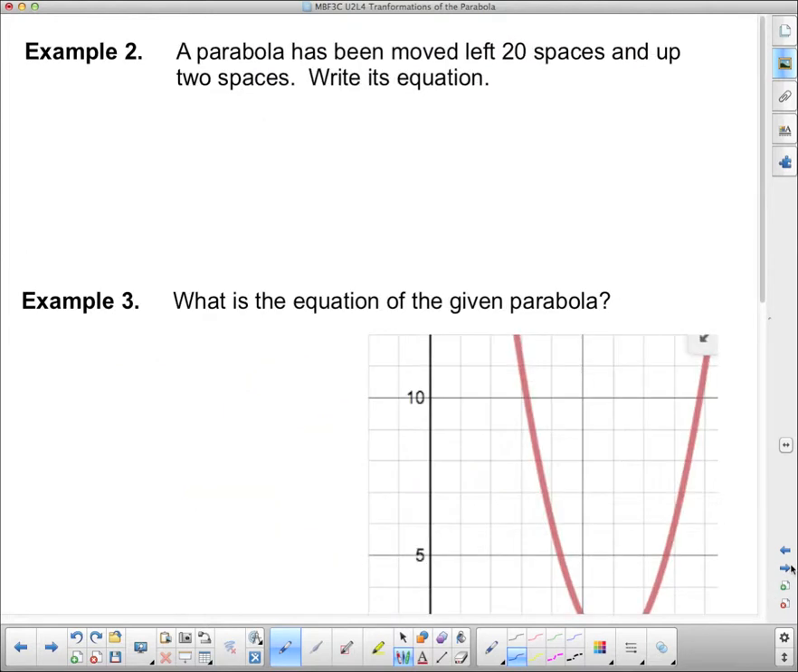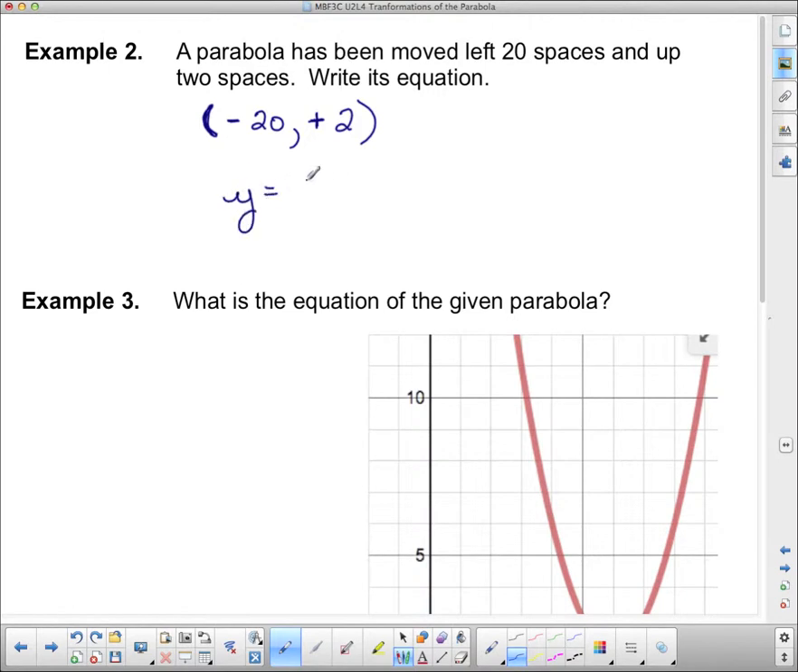Okay, now going over here, this says a parabola has been moved left 20 spaces. So let's write the vertex. Left 20 spaces. Remember, left is negative and 20 spaces. And then it says up 2 spaces. So up is positive and 2 spaces is like that. So there's our vertex. Now it actually says write its equation.